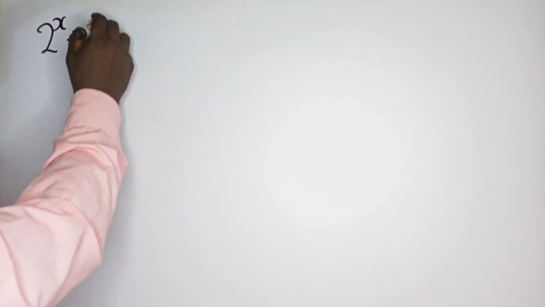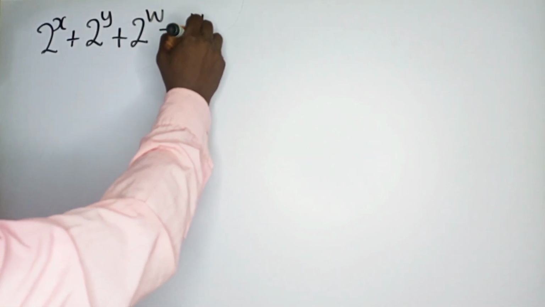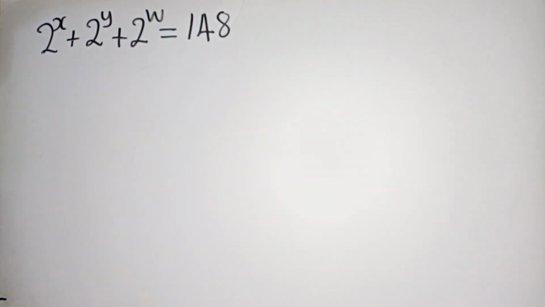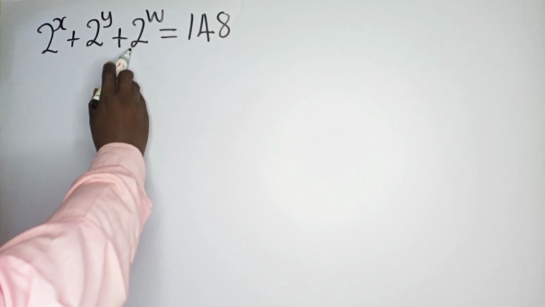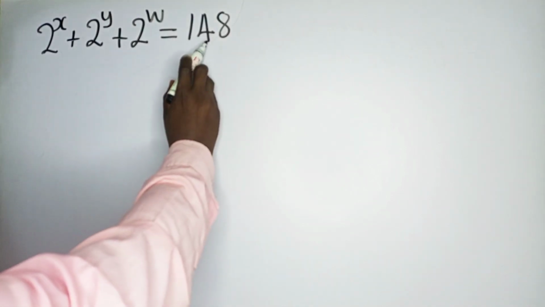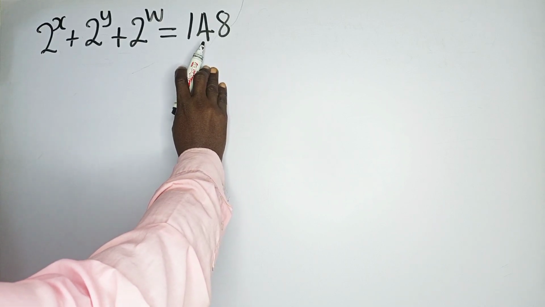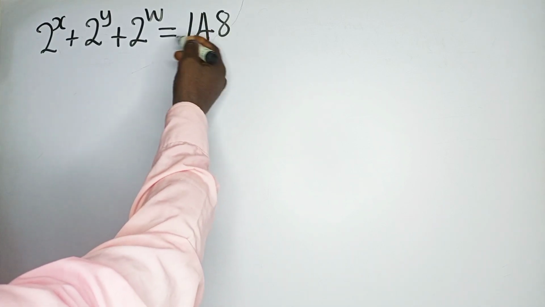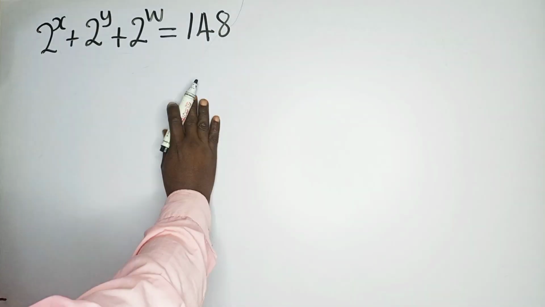We are given that 2 to the x plus 2 to the y plus 2 to the w is equal to 148. To solve for x, y, w, if we look at the left hand side, each of the terms has the base 2. So one might be tempted to say, can we convert 148 to an index number whose base is 2? Okay, but unfortunately, it's not possible. 148 is not a power of 2. So what is the way forward?